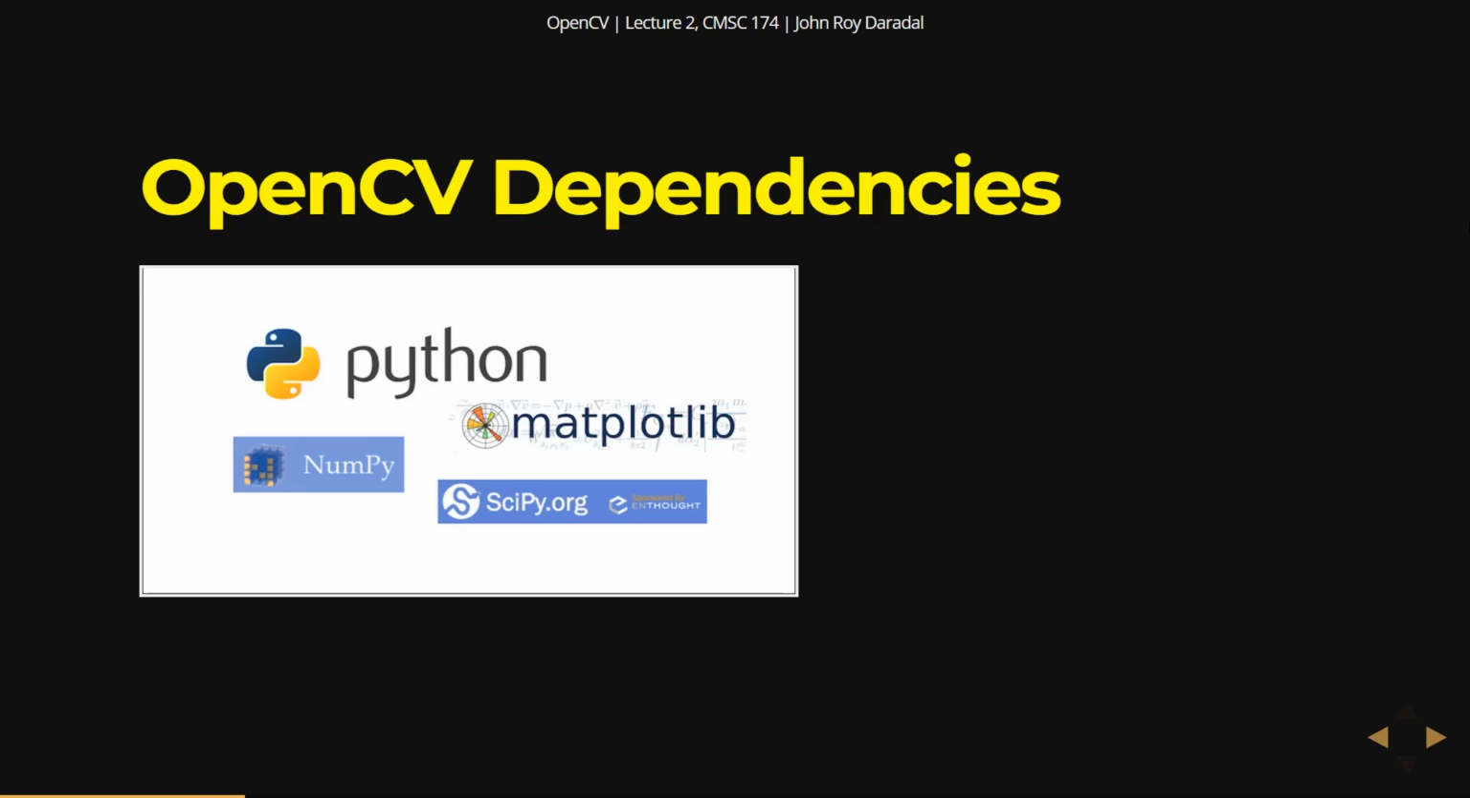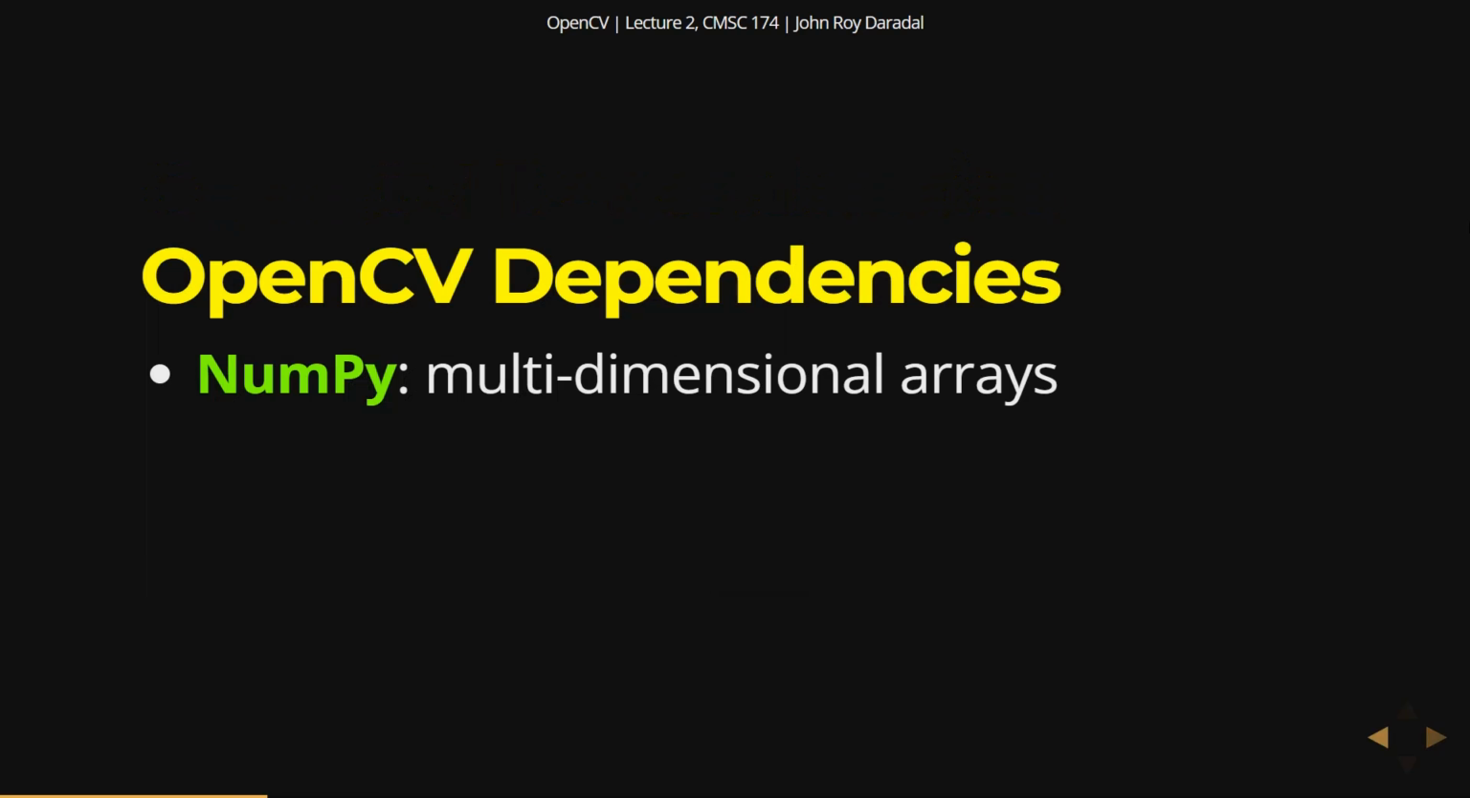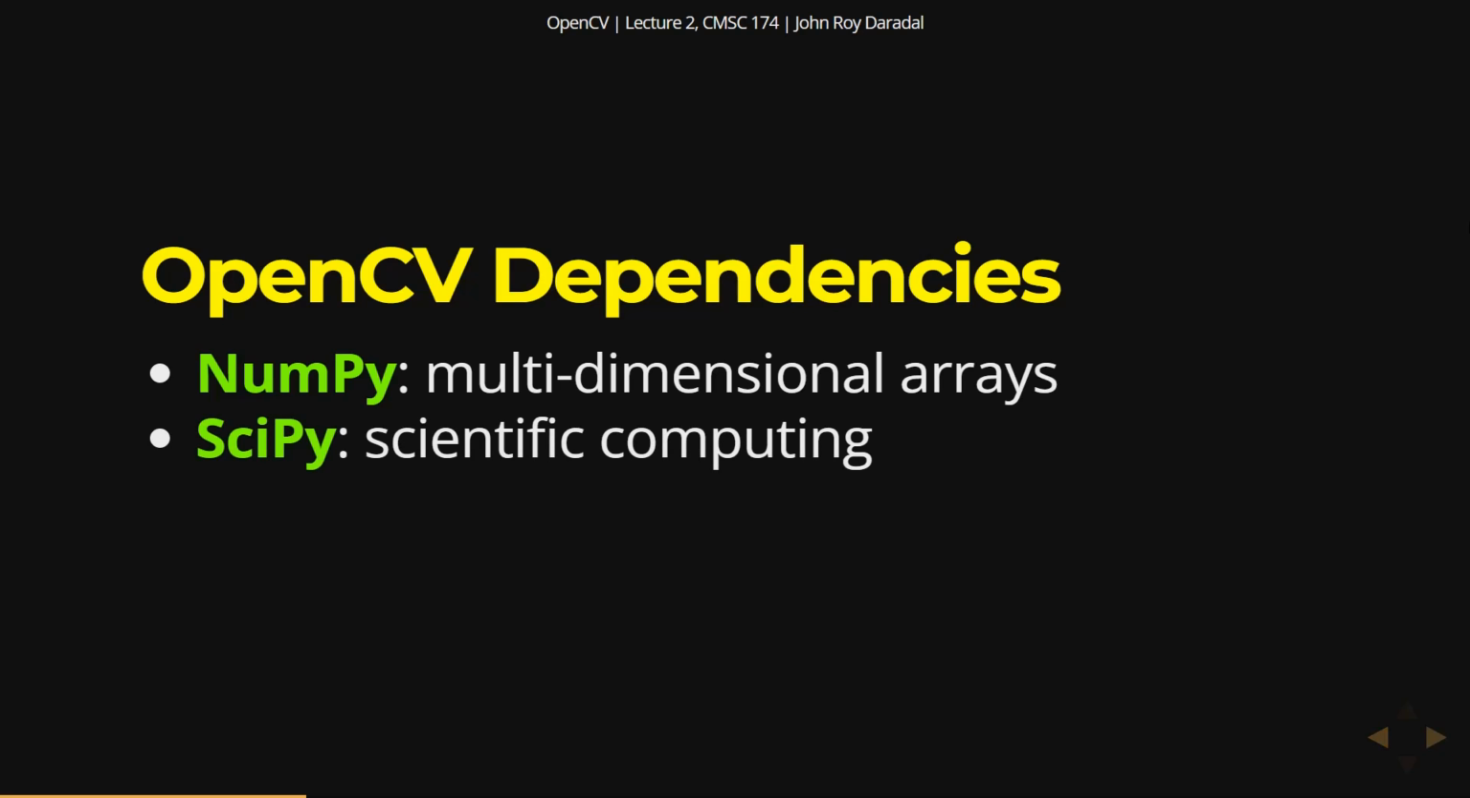Now, some dependencies for OpenCV in Python are the following modules. So NumPy, it's used for handling multidimensional arrays, because basically an image is just a multidimensional array, right? So NumPy is used for that. And then you have SciPy, which is used for scientific computing, and Matplotlib, which is used for plotting some graphs. Those are just some of the dependencies that you'll need to install for OpenCV to work.